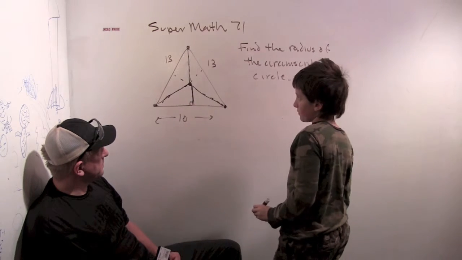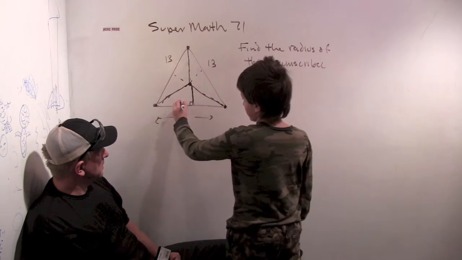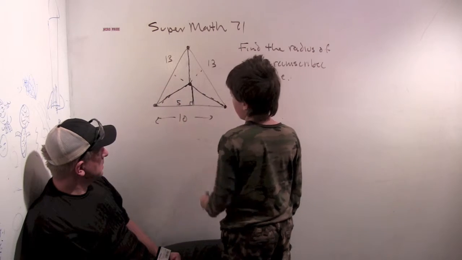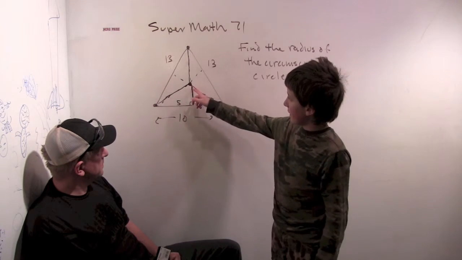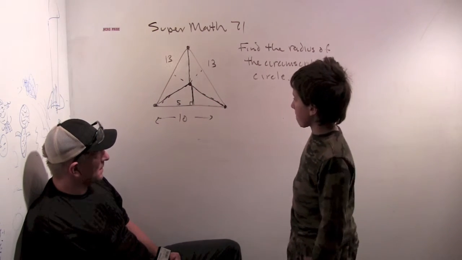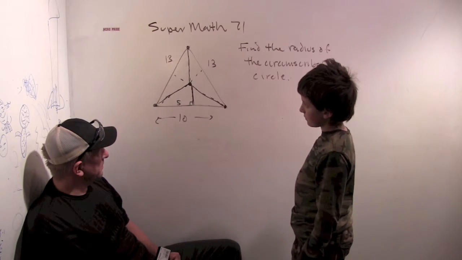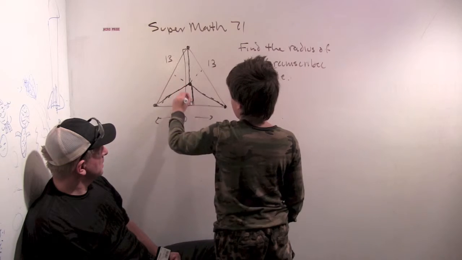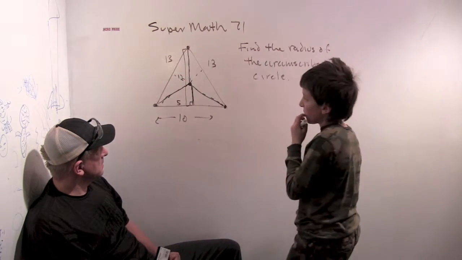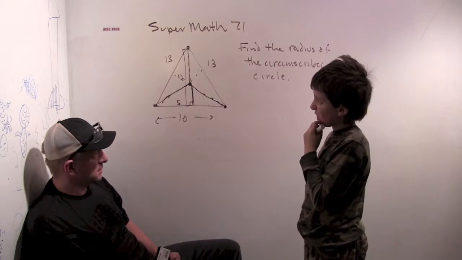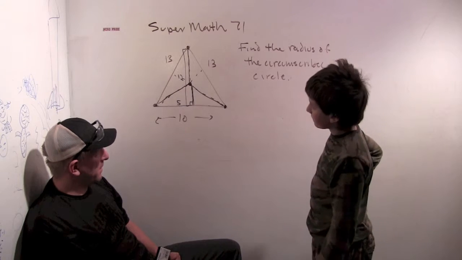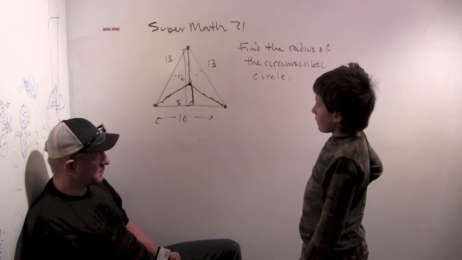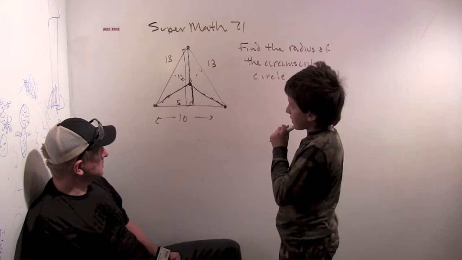All right. So I know this is 5, but we need to find out what this is. Yeah. That's the tough part. Well, I know the whole height is 12. Okay. So what else can I say?